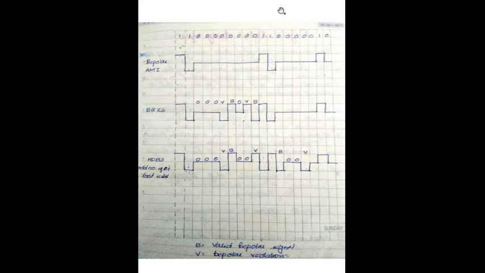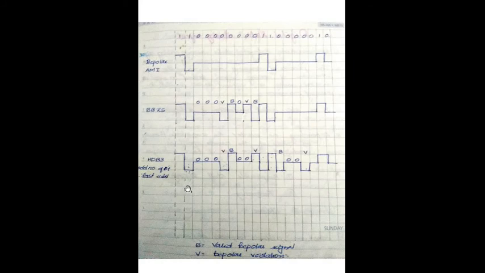When a 1 comes again, just alternate it. Then the zeros: if there are 8 zeros, you can encode them in the previous way. Here there are only 5 zeros, so there is no need for B8ZS, just use bipolar AMI. Next is HDB3. It is a little bit confusing.